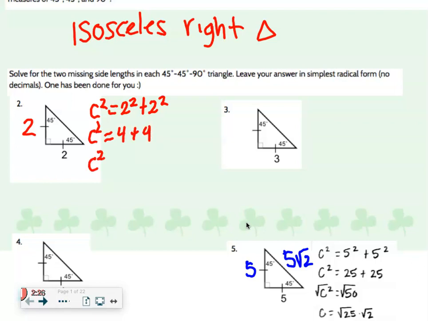Can you simplify the square root of 8? It's just 2 root 2, 3 root 2, 4 root 2.